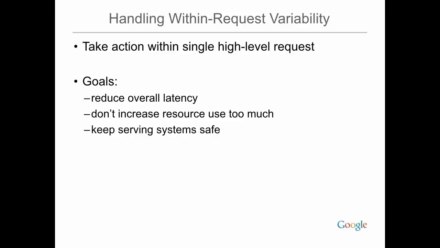So all those techniques are good at kind of the time scale of 10 seconds, kind of a minute level kind of thing. Those are the cross-request adaptations. What I'm going to talk about now are techniques for within-request variability. In particular, we're going to take action within a single high-level request with the goal to reduce overall latency. We don't want to increase our resource usage too much, and we will also want to keep our serving systems safe. We would prefer them not to crash.